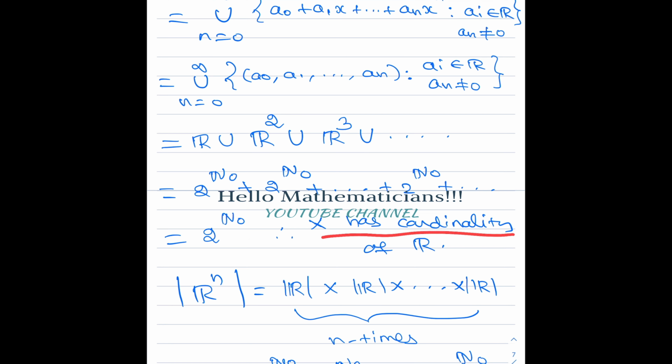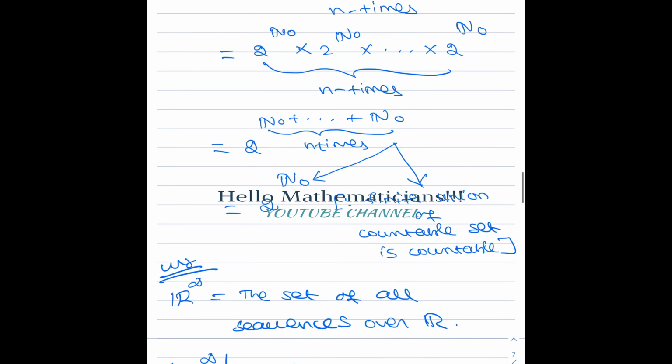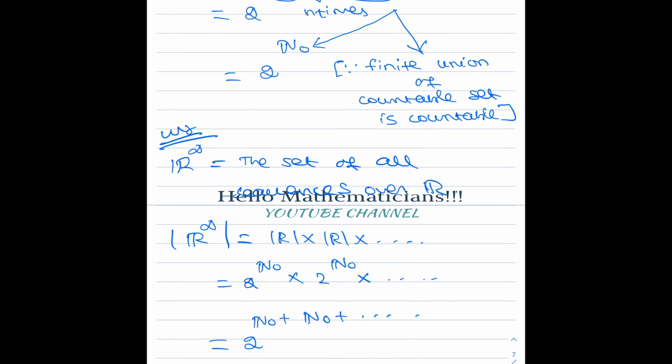Therefore, X has cardinality of R because the cardinality of R is 2 power aleph naught. Okay, let's go to the next option. So before we go to the next option, we look at R power infinity. This will be needed for the next option.